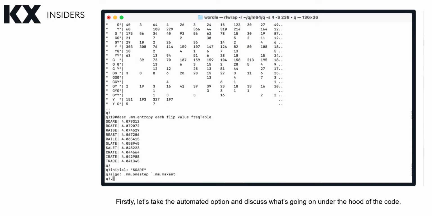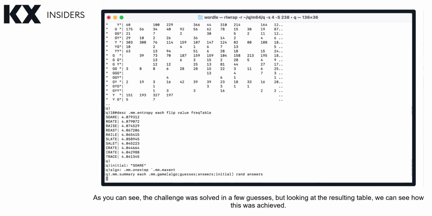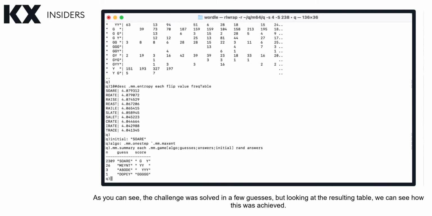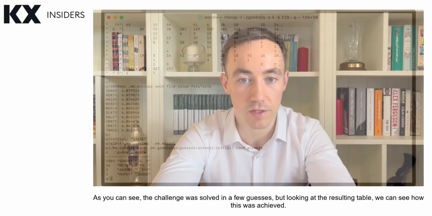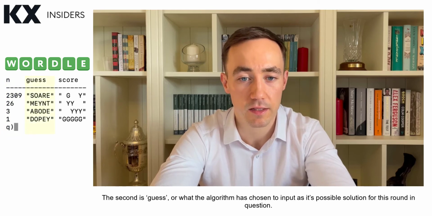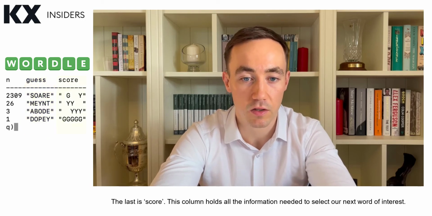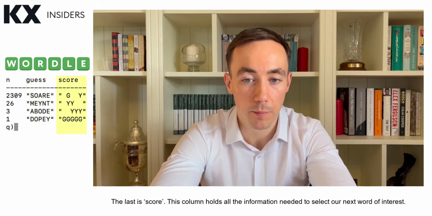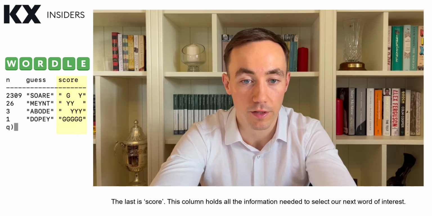Firstly, let's take the automated option and discuss what's going on under the hood of the code. As you can see, the challenge was solved in a few guesses, but looking at the resulting table, we can see how this was achieved. There are three columns. The first is n, and is used to display the number of possible choices left from our initial answer. The second is guess, or what the algorithm has chosen to input as its possible solution for this round in question. The last is score.